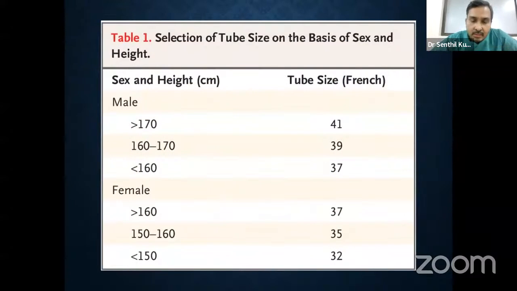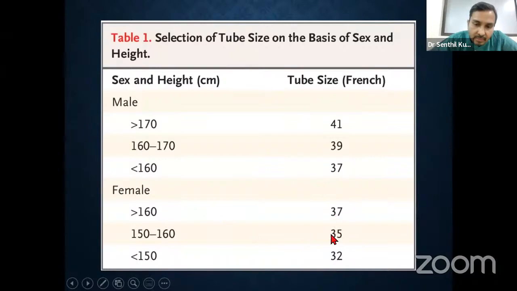Size selection is always based on the height. There is a relationship between the bronchial diameter, especially in male patients, and age: for every 25 years of age, the study says it increases in size. For male patients, you select a 39 French tube if the height is more than 160 centimeters, a 41 size if more than 170 centimeters, and 37 if less than 160.